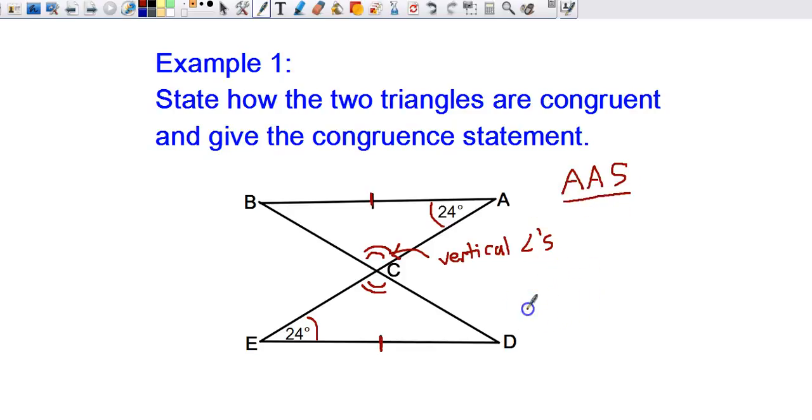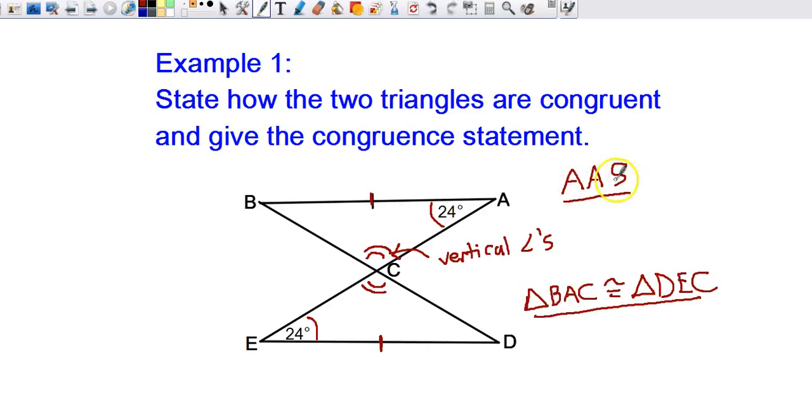And the congruent statement is going to be triangle, let me start at the top, BAC. It doesn't matter what order you start with, but it does matter what order you use on the second triangle. So if I'm using angle B, I need to use angle D because that is the angle that corresponds with angle B. Angle A is going to match up with E. And so by default, we have DEC is the last angle. That's your congruent statement.